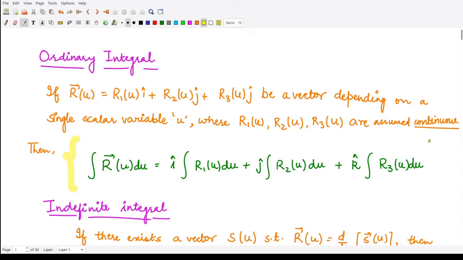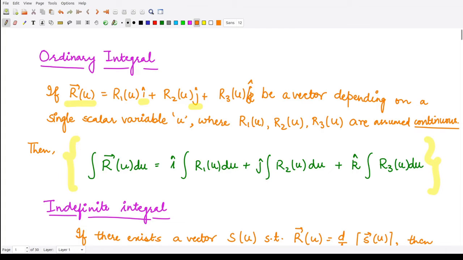So let us understand the notations first. Suppose you are given the vector r, which is a function of u. Now this is a vector quantity. This is a vector point function. So it has components in the i direction, j direction and k direction. So we have these components here. This is the k cap vector, right?